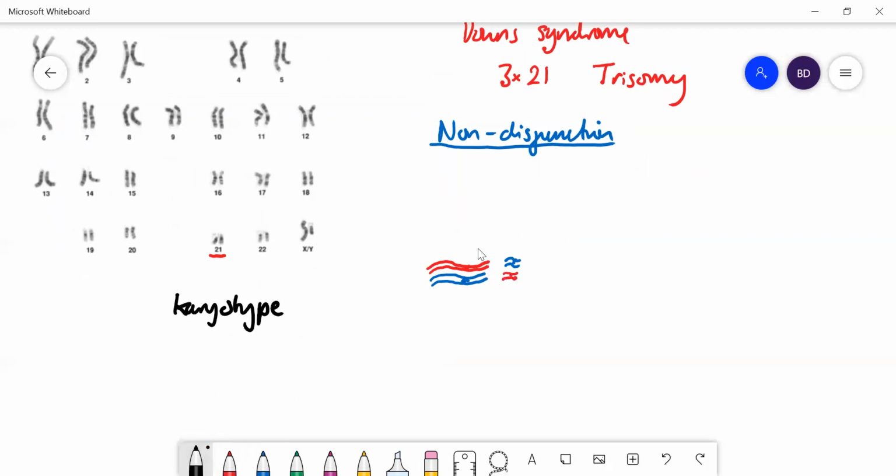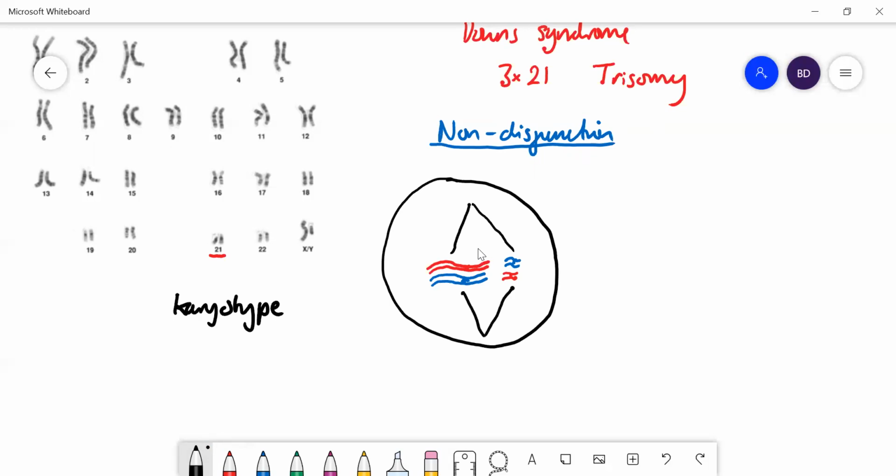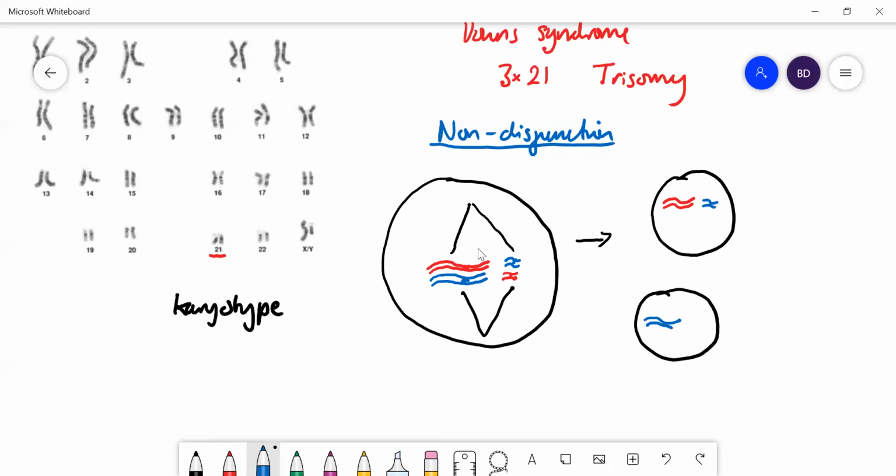So here is the cell at metaphase. The chromosomes have lined up on the equator of the cell. The spindle will be attached, and what should happen is that you end up with one daughter cell which has the haploid number of chromosomes, so it's got 1 of each homologous pair. Those go on to meiosis 2 to form the gametes.